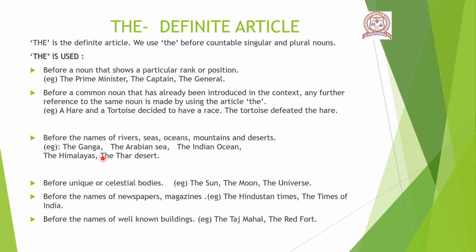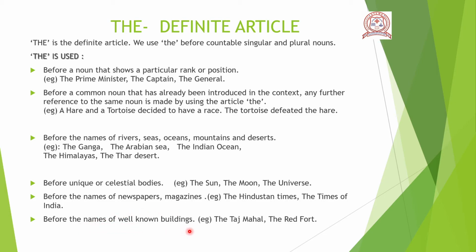So in front of all the names of these rivers or seas, oceans, mountains, and desert, we use the article the. The fourth point, before unique or celestial bodies. The sun, the moon, the universe, because there is only one of its kind. Next point, before the names of newspapers, magazines, etc. Example, the Hindustan Times, the Times of India. All this, before that we use the article the.